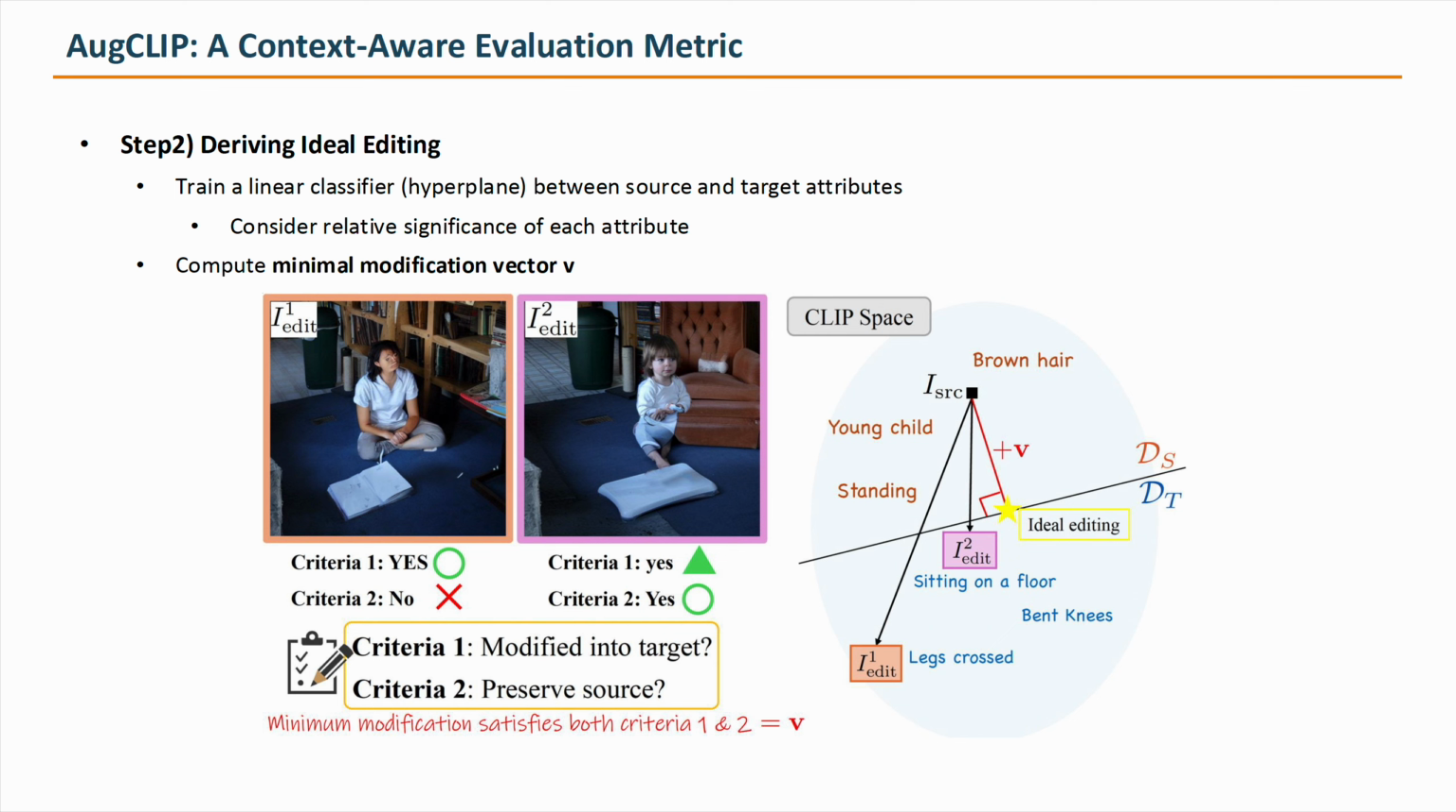Then we compare the edited image's embedding to the ideal embedding using cosine similarity. In summary, OutClip evaluates an image based on how well it achieves minimal but effective modification while respecting the source identity, making it inherently context-aware.